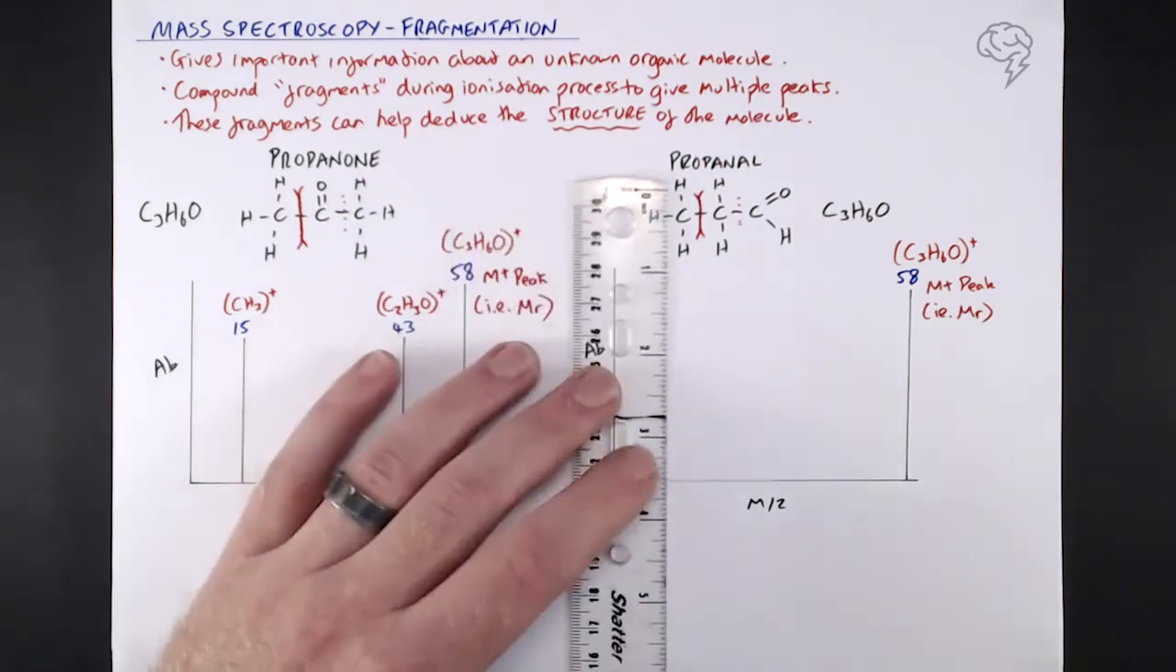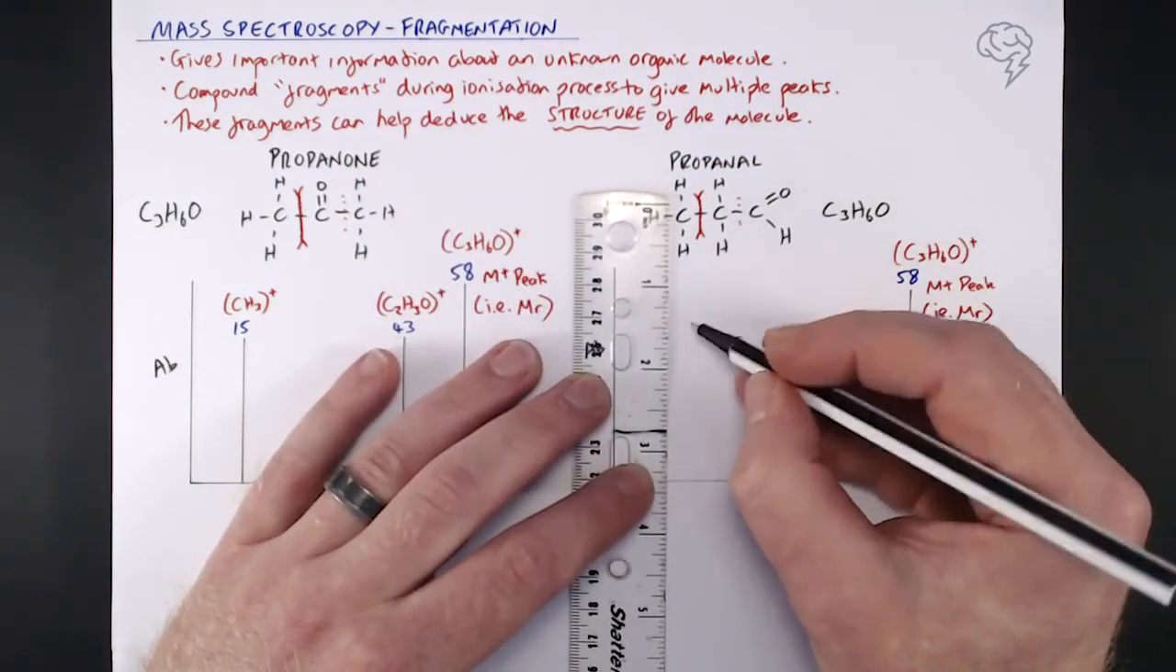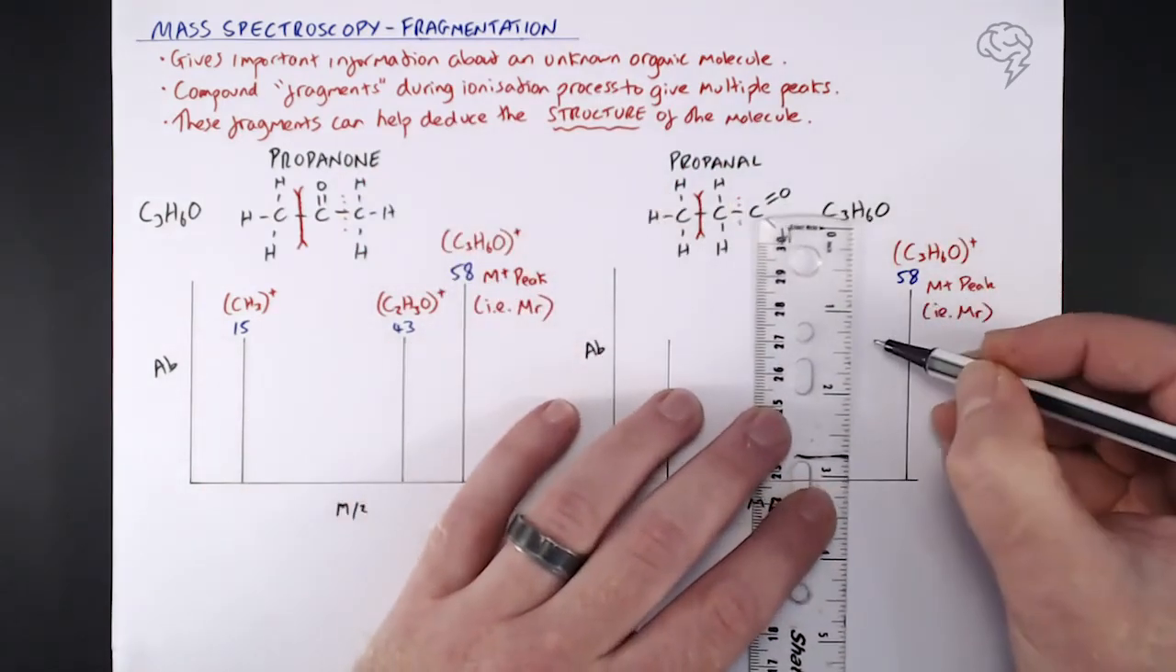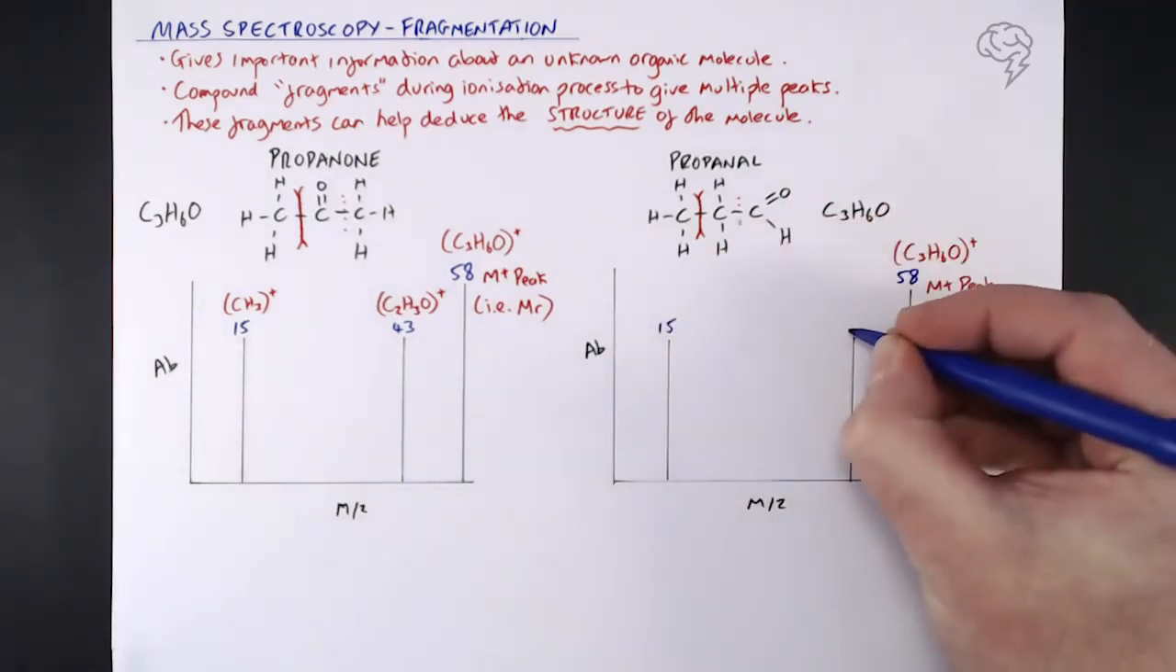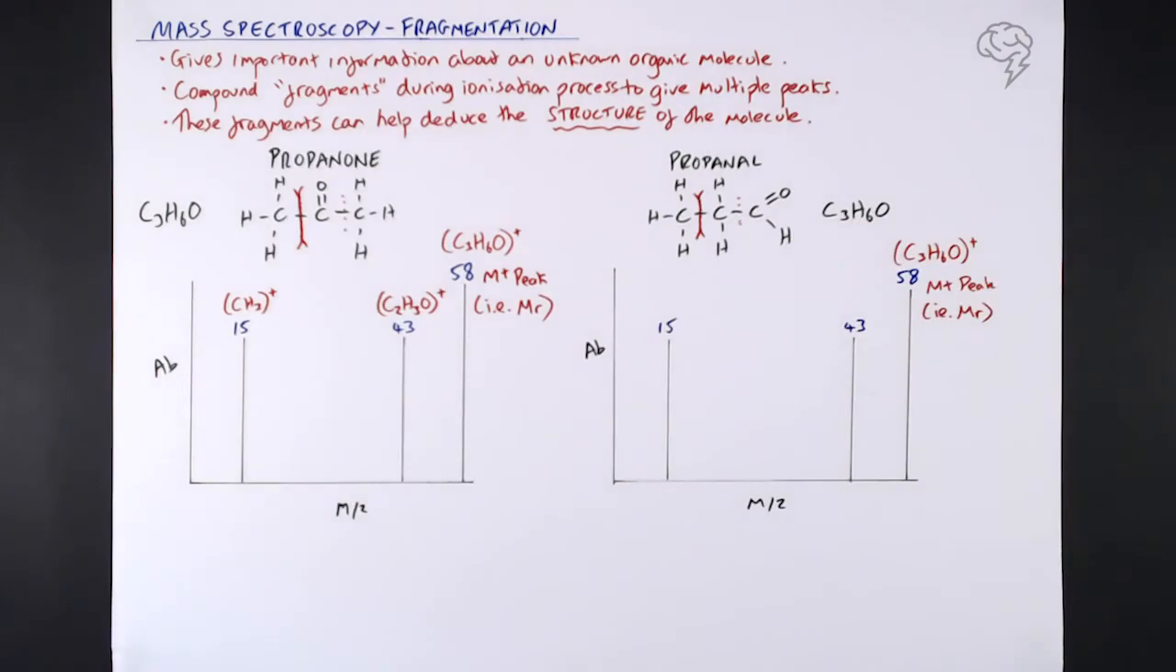Moving over to propanal, if we break that bond that I highlighted in red there with the inverted arrows, we're going to get a peak of 15 on the m/z and a peak at 43, exactly the same as propanone.